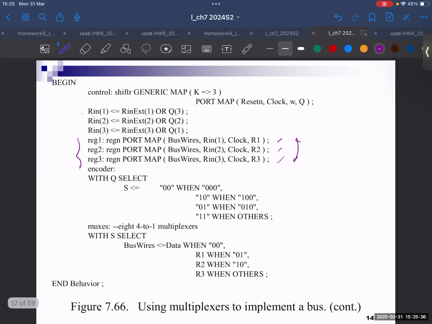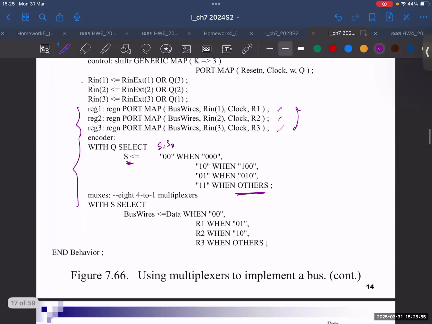Also, you need an encoder. Why is that? Like I said before, you need to control S. Like I showed you before, S goes to where? S has 2 lines, remember, S1 and S0, selecting 1 and the others. Again, if you're not sure, use others, because others covers everything just to make sure. Don't use else if and else if; always close with else, and you will be okay.